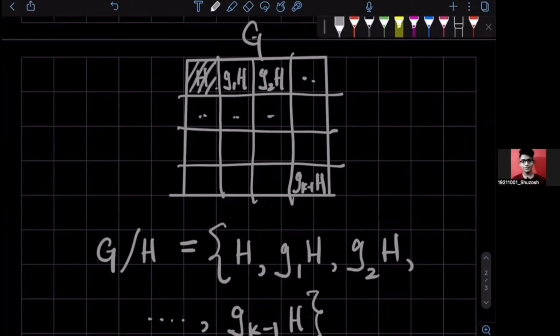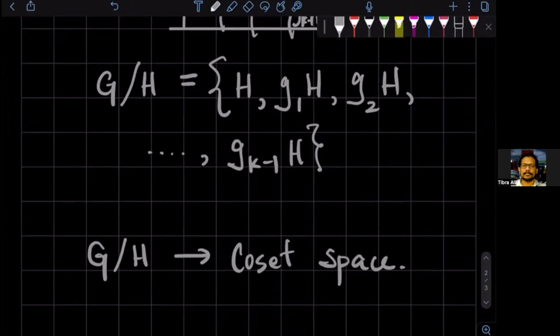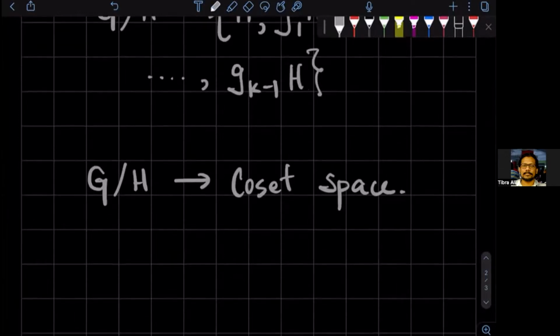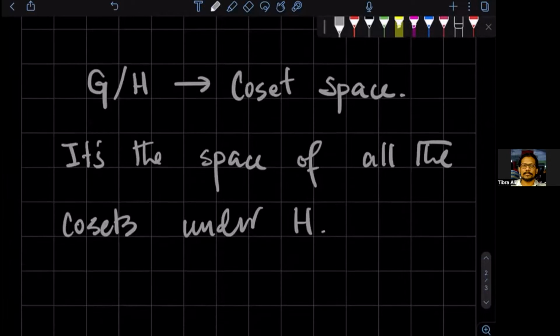So now this new set G over H is called a coset space. So it is the space of all the cosets under H. Okay?